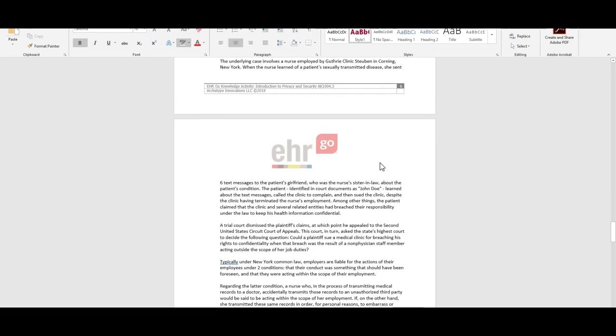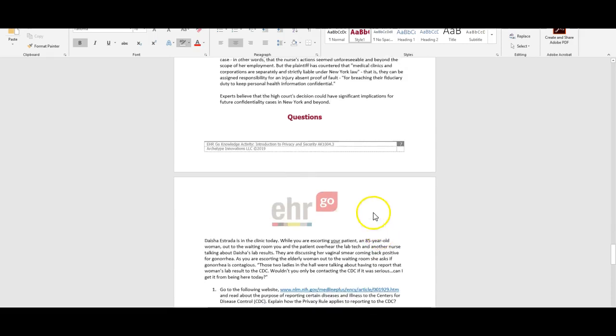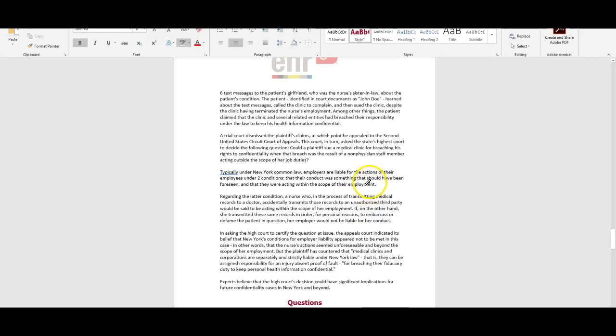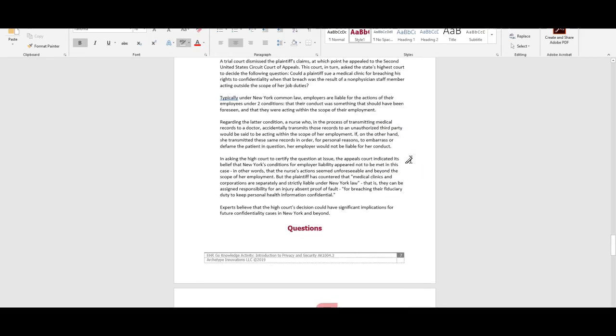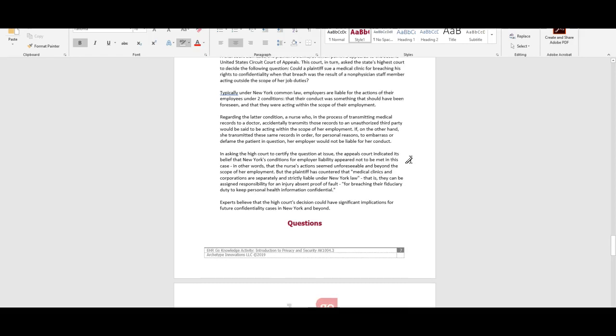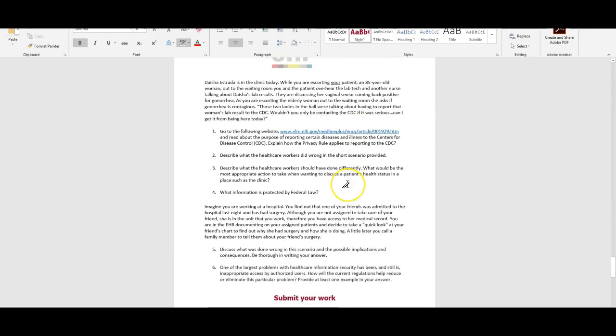So the nurse had basically learned of a guy's sexually transmitted disease, and she sent, it wasn't inadvertent, she did it on purpose. So the next one I think is the inadvertent one. But she sent 6 text messages to the patient's girlfriend, who happened to be her sister-in-law, about him having an STD, and busted him out there. So you can read through that. And then he went to court, sued her, and they decided on that.